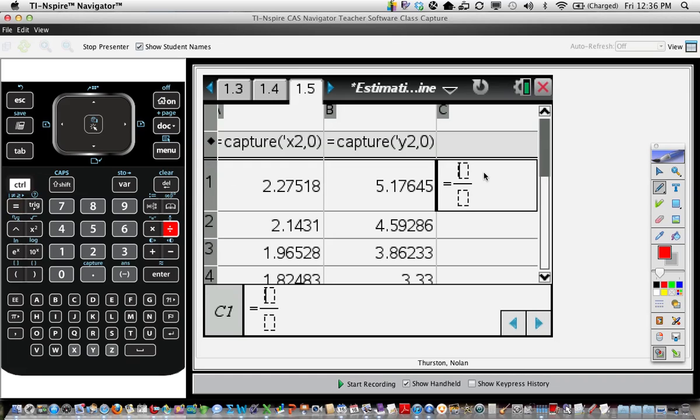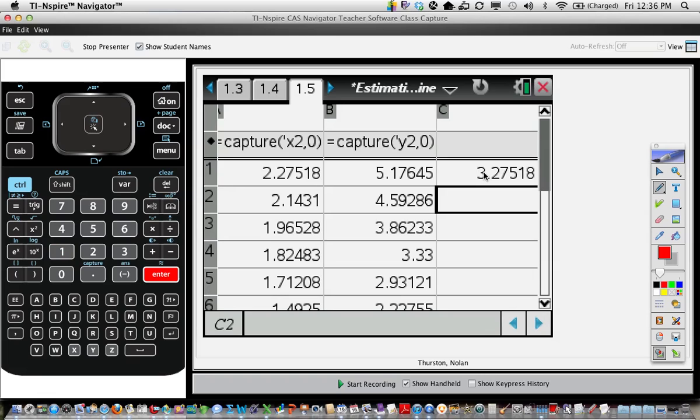Okay, so now what do I want to do? I want to take this point minus 1, right? But now I want to do that for all the points. So I don't want to type 5.1. I want to type B1, right? Now I think you can just type B1, or you can click on that cell, either way. So B1 minus 1, and then what's this going to be? A1 minus 1. And then hit Enter. And there we go. There's our slope.